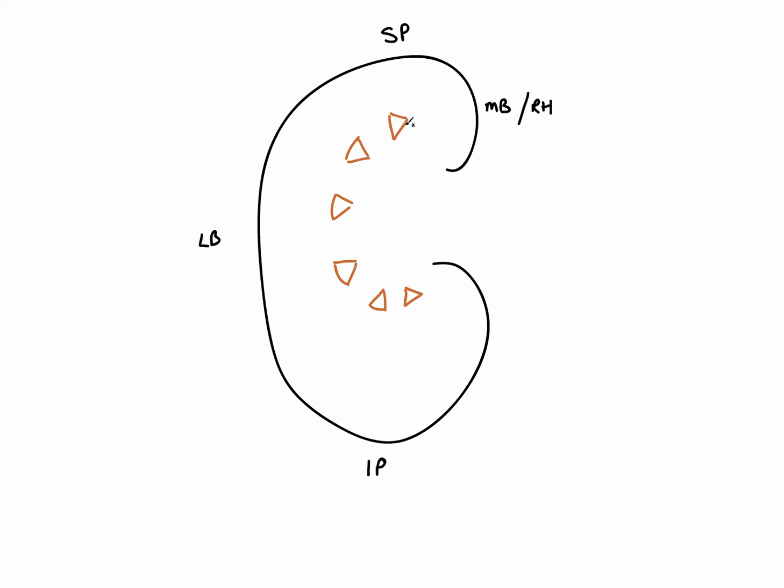So here we've got our renal pyramids. And we can see that we have bands of cortex. Here we can see the cortex of the kidney.